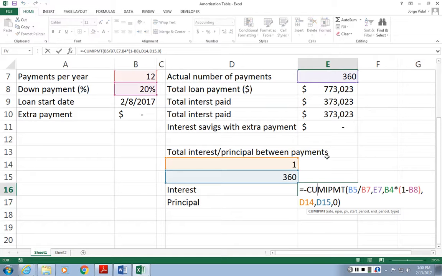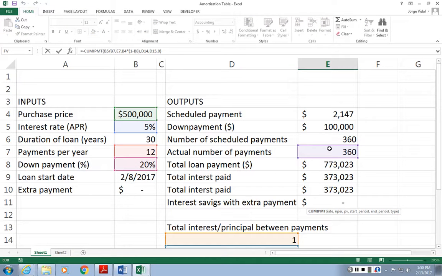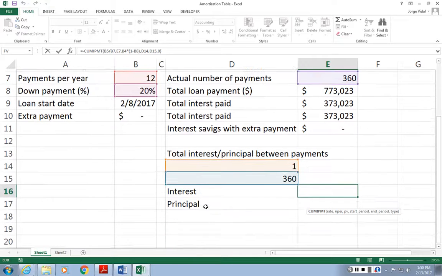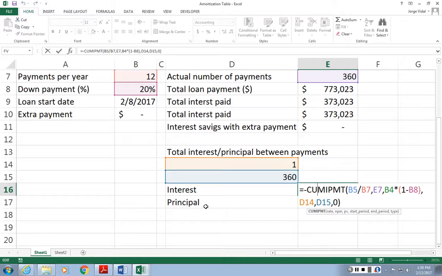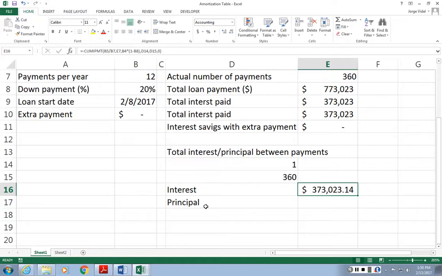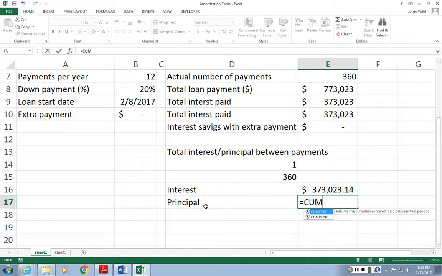That one, I click on this one, actual number of payments. And I'm using that one because if you give an additional payment, you're going to make fewer payments. So I'm using that as the reference. And don't forget to divide the APR by 12, or the PY in case you make semi-annual payments. And then principal is the same function, it's CUM, and then it's principal, like that. CUMPRINC, and then it's the same thing, put all the inputs.